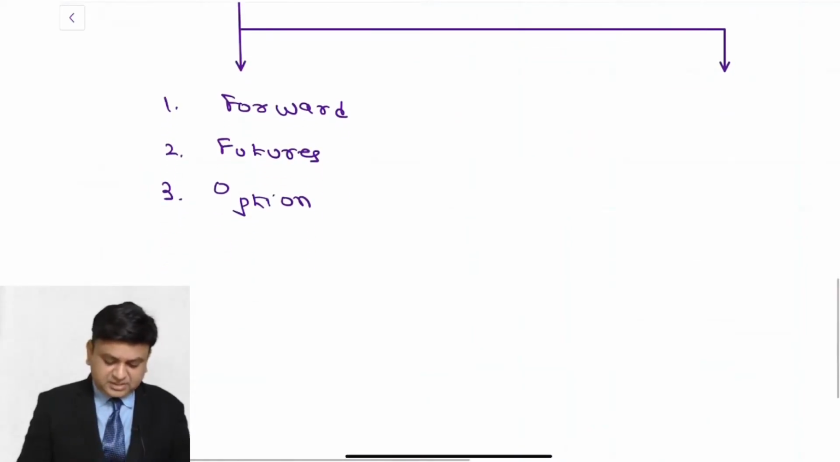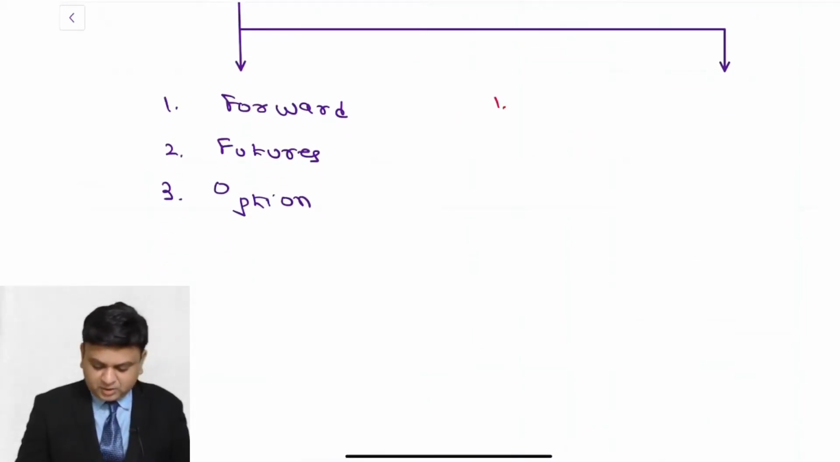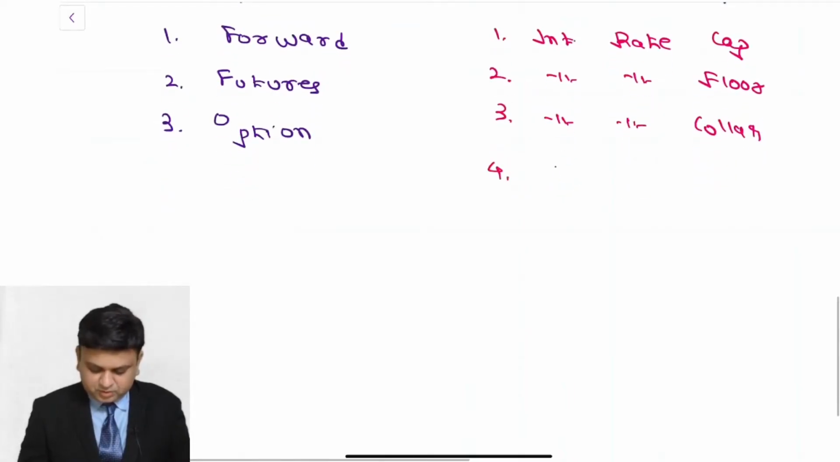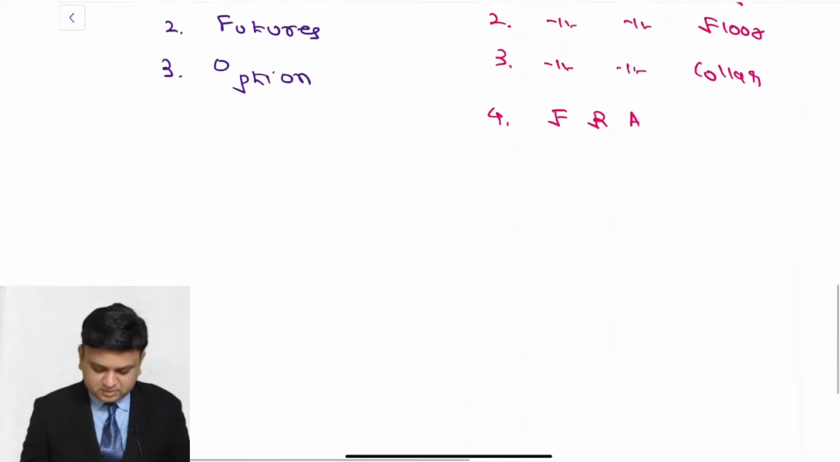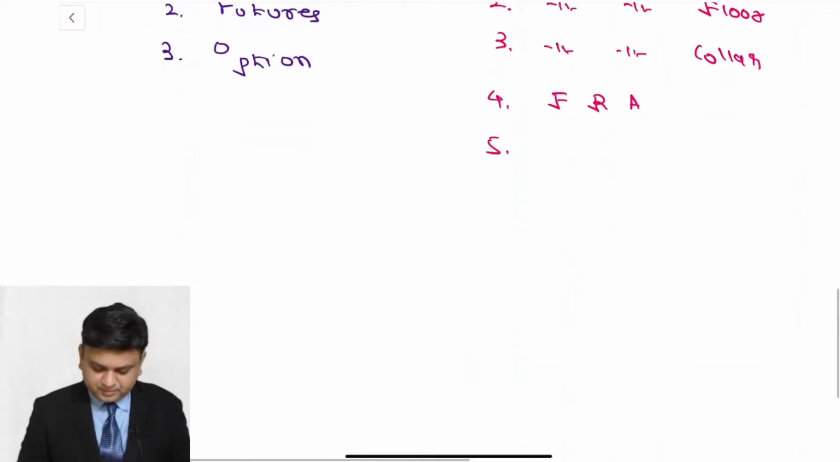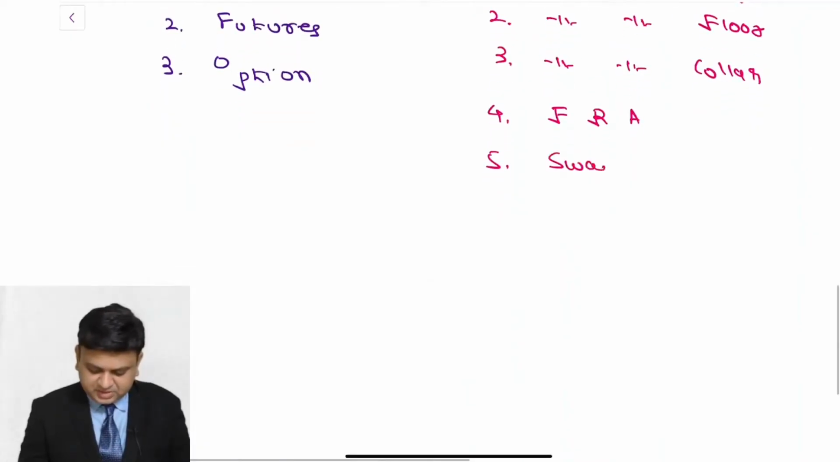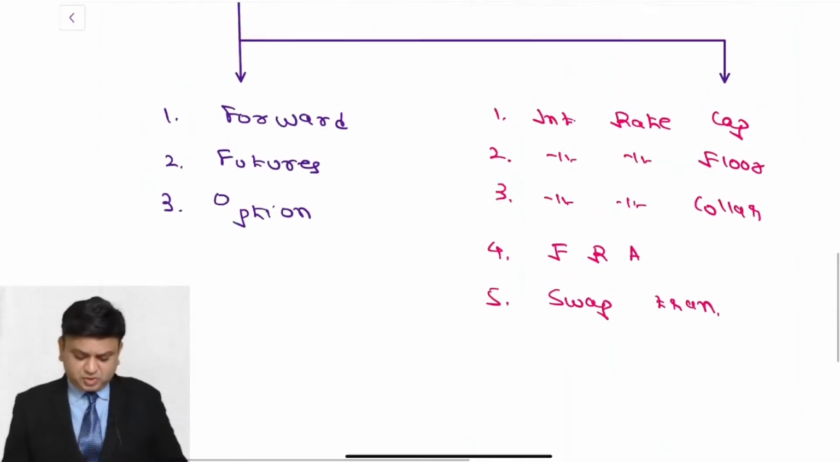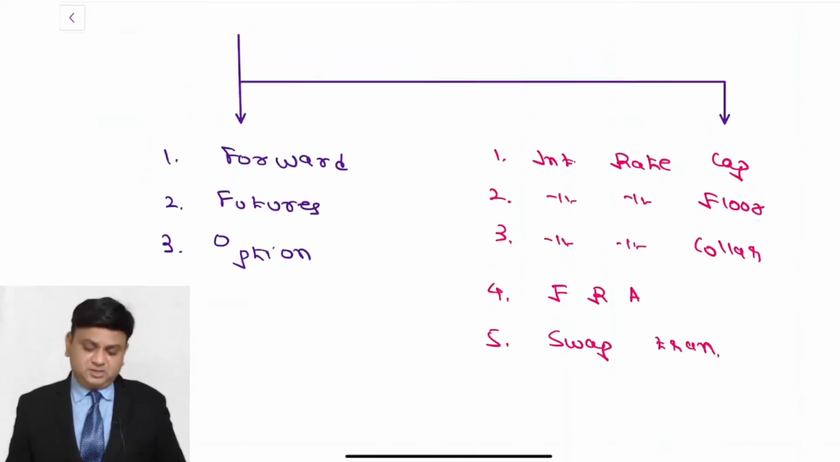Apart from that, we have a number of other transactions: the interest rate cap transaction, second, the interest rate floor transaction, third, the interest rate collar agreement, fourth, the forward rate agreement, fifth, the swap transaction, and so on. There are other transactions also which are considered to be derivative transactions.